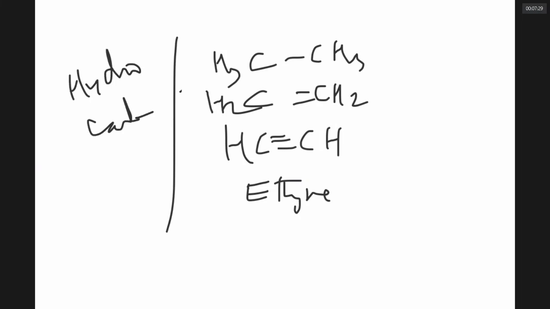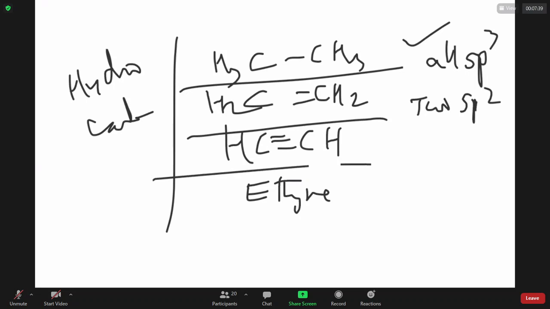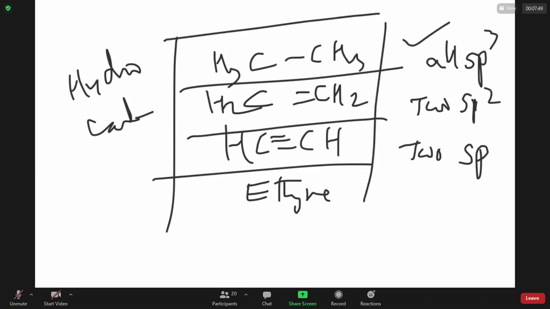But this is a saturated hydrocarbon. All carbons are sp3. This is an unsaturated hydrocarbon. These two carbons are sp2 hybridized. This is unsaturated. Two carbons are what hybridized, sir? These are sp hybridized. What are the characteristic reactions of alkanes, sir?